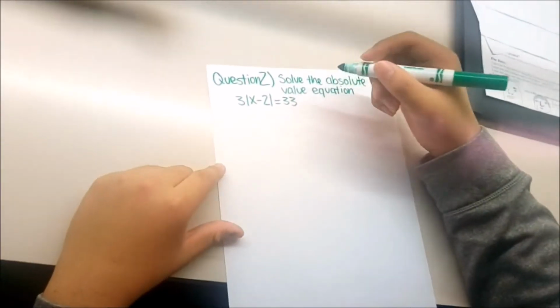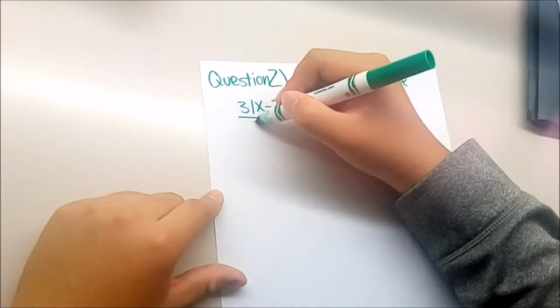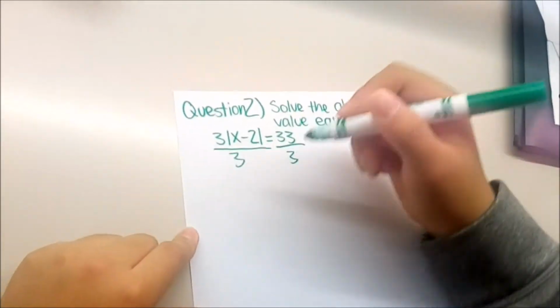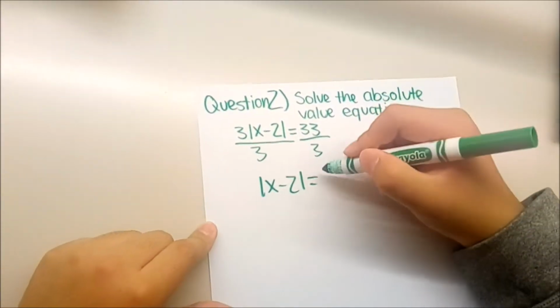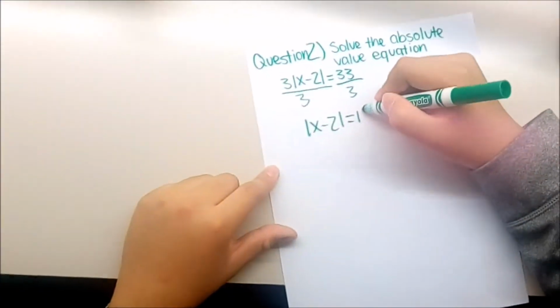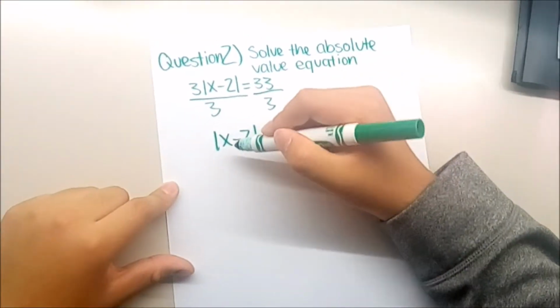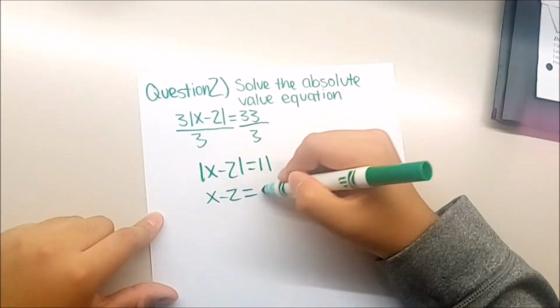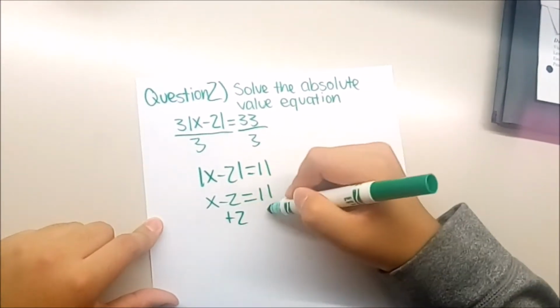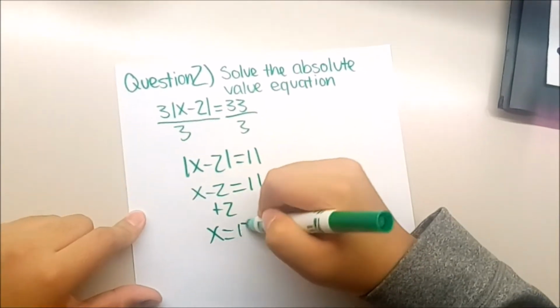In the equation, to get x, you just divide by 3. You get the absolute value of x minus 2 is equal to 11, and you'd end up with x minus 2 equals 11. Add 2, you get x equals 13.